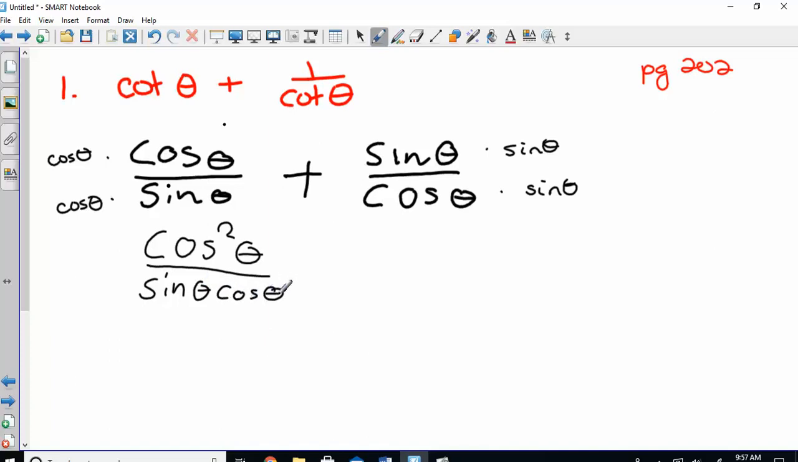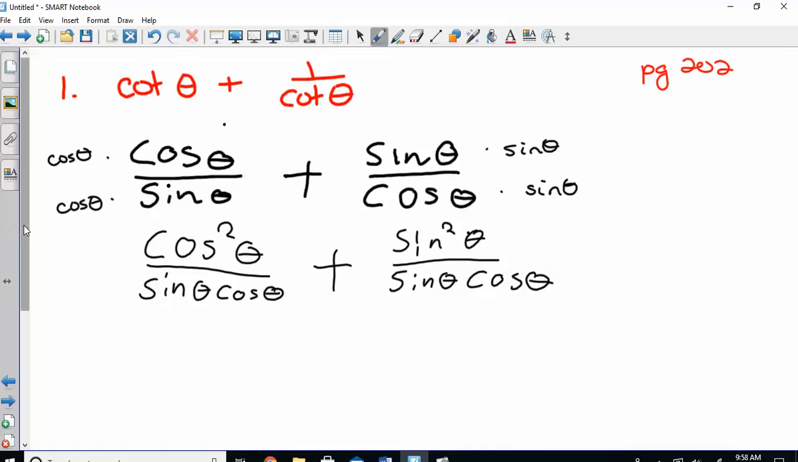Okay, plus sine theta times sine theta, sine squared theta over sine theta cosine theta. So this is a technique that we are going to be using, getting the common denominator. So now the denominator is the same. Why don't you write those as one big fraction for us?